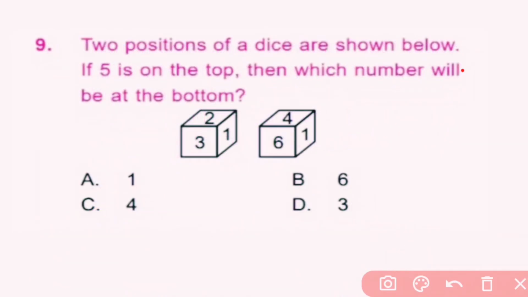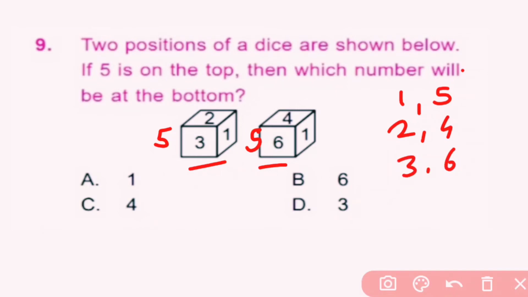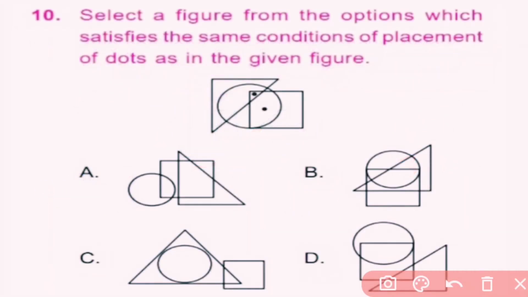Question number 9. Two positions of a dice are shown below. If 5 is on the top, then which number will be at the bottom? So here missing number in both is 5. So 5 will come this side. And opposite pairs are 1, 5, then 2, 4 and 3, 6. So if 5 number is at top, then 1 number will be at bottom. A is correct answer.